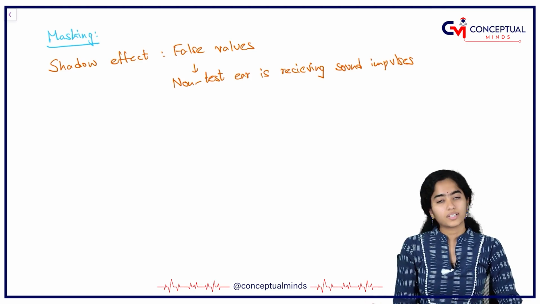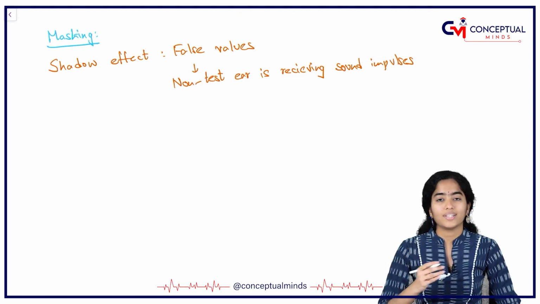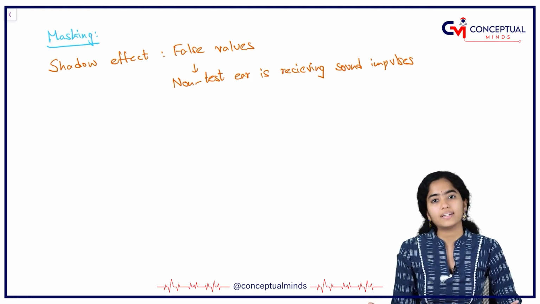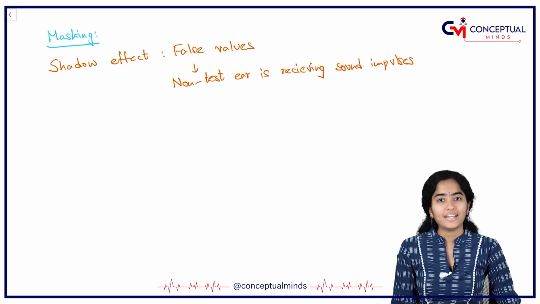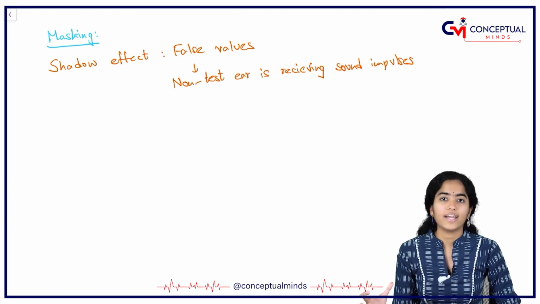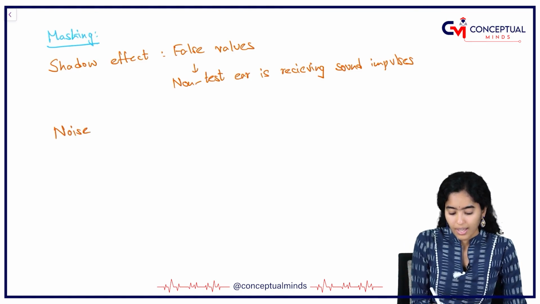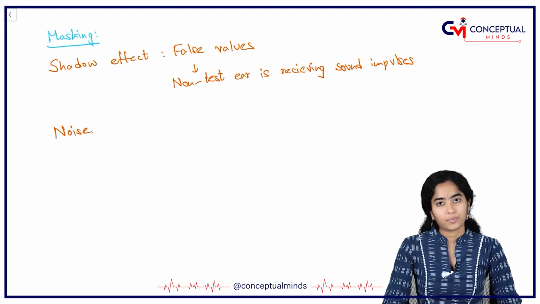For that, what we do is, this non-test ear is responding to these sound impulses. We should not let it respond, which means we should not let it hear. How can we stop it from hearing? By diverting it, deviating it. How can we deviate this ear? By giving it some noise. And exactly this procedure is called masking.